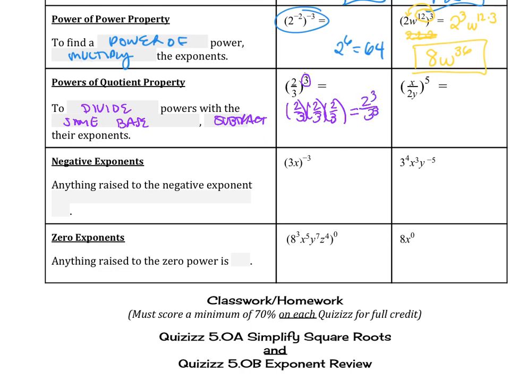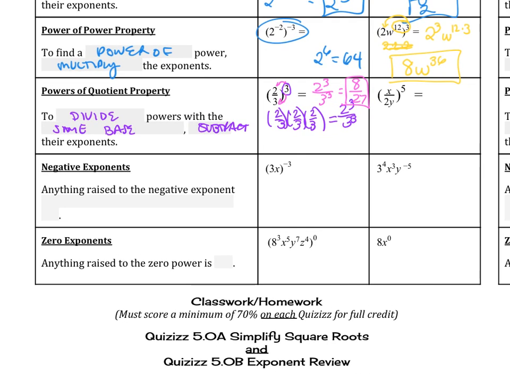Or think about just distributing it to the numerator and denominator, or distributing it to every single term inside, every single value inside. So this is 2 to the third over 3 to the third. 2 to the third, that is 8, and 3 to the third is 27. So let's try this example here, x to the 5th over 2y to the 5th. So try it out, see if you can get it.